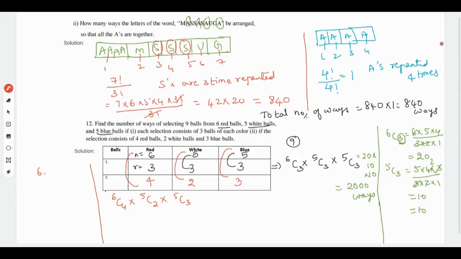6C4 is 6 into 5 into 4 into 3, 4 terms you should write, divided by 4 into 3 into 2 into 1. 4 and 3 cancel. 2 one time, 2 threes are 6, so 3 fives are 15. So the first value will be 15, into 5C2, which we haven't done. 5C2 will be 5 into 4 divided by 2 into 1. 2 elements you should write in the numerator. 5 into 2, then 2 factorial, 2 into 1. So 2 ones are 2, 5 twos are 10. So into 10. Then 5C3 we have already found, it is 10. So how much will it be?